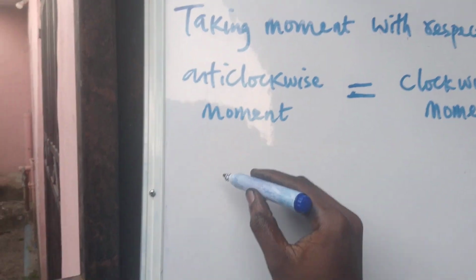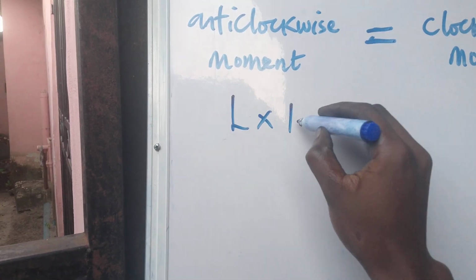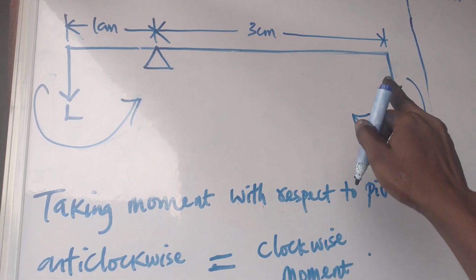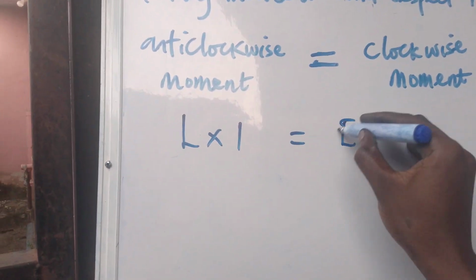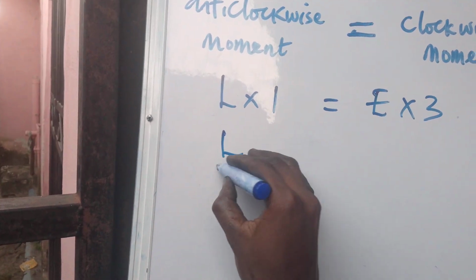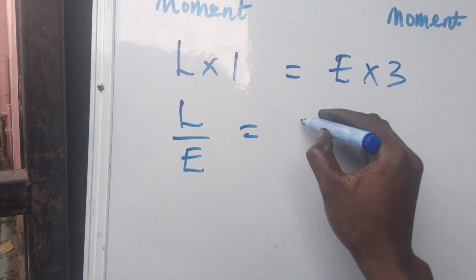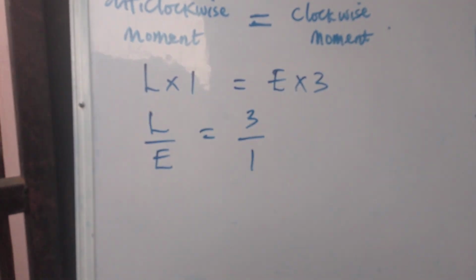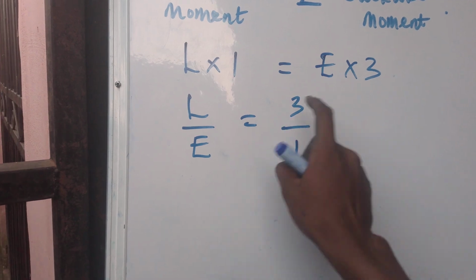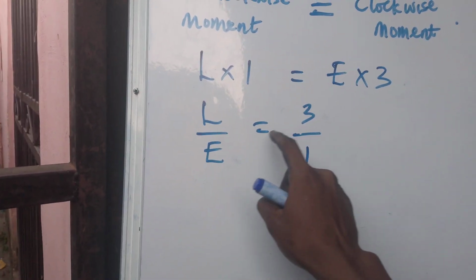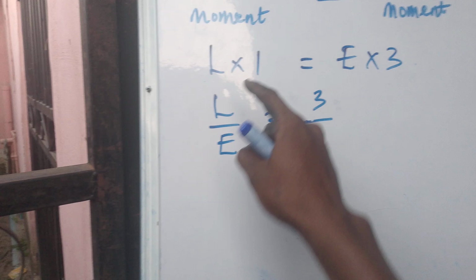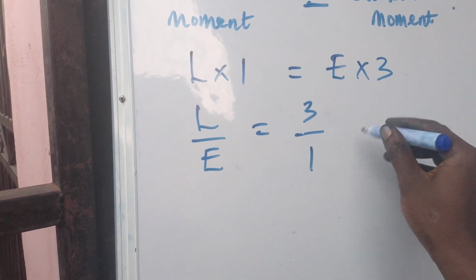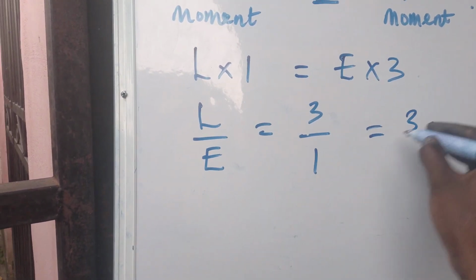The anti-clockwise moment now is the load times distance 1, that's from here to here is 1. And this other one, clockwise, will be effort times this distance 3, that's E times 3. So load over effort will be equals to 3 over 1. I just converted this linear equation to a fraction. So that means that this is equals to 3.